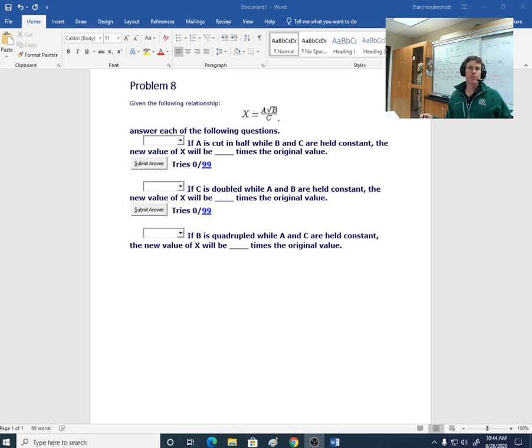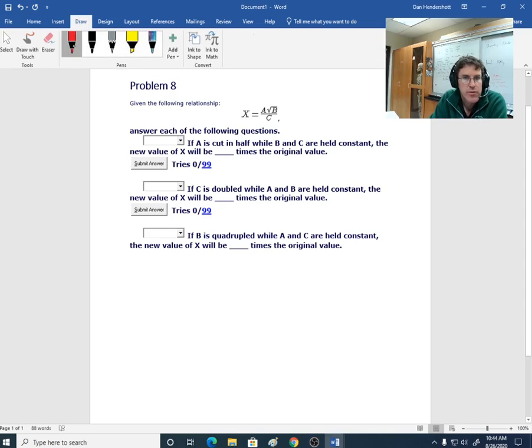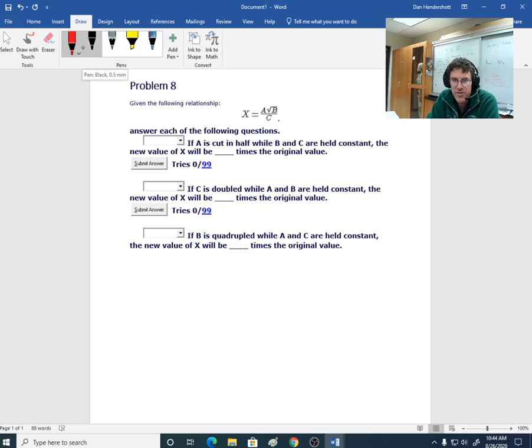This we are going to do real quickly, problem 8. And I think you'll find that it is a pretty straightforward problem. So it says if A is cut in half, while B and C are held constant, what's going to happen to X? It's going to be how much times the original value?